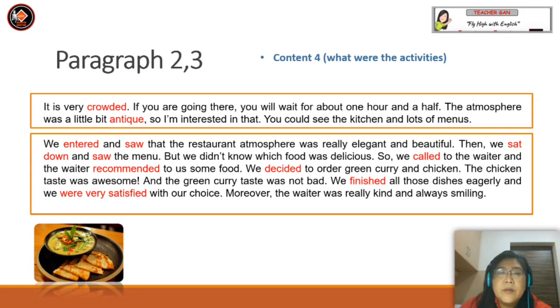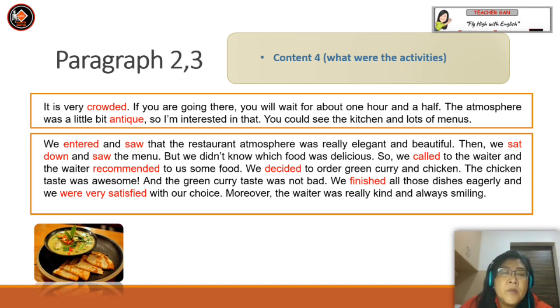We are writing paragraph 2 and 3. You can split the contents. So content 4 will be what were the activities. These are a few examples. Number 1, it is very crowded. If you are going there, you will wait for about 1 hour and a half. The atmosphere was a little bit antique, so I'm interested in that. You can see the kitchen and lots of menus.